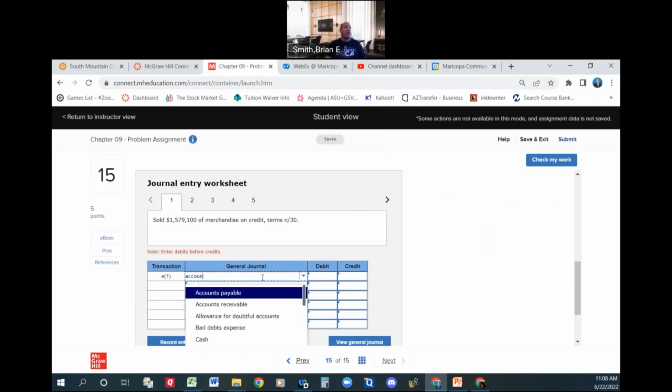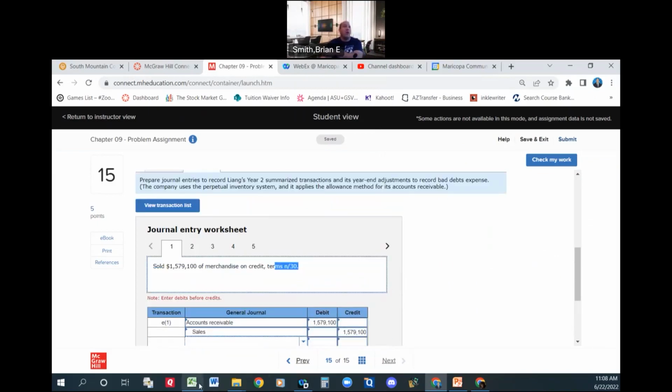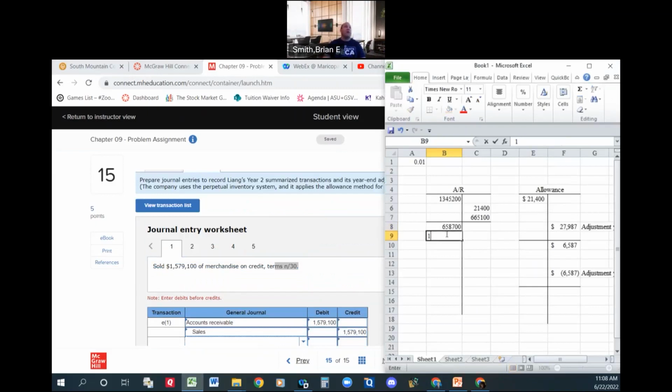Accounts receivable for $1,579,100. Sales. We know it's on credit, even if it didn't say it's on credit, because of the credit terms. If it's got credit terms, it's a credit sale. So let's come over here. We're going to add 1,579,100. Now, I'm not putting in all of the T accounts, only the ones that we worry about, which in this case is the accounts receivable and the allowance account. I could be doing the sales T account and all these other things, but I'm not simulating posting these. I'm just trying to track these.